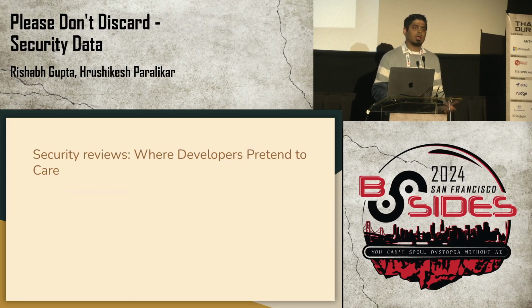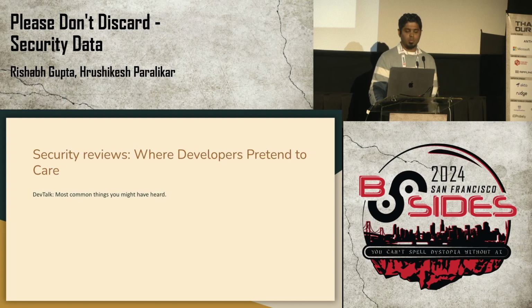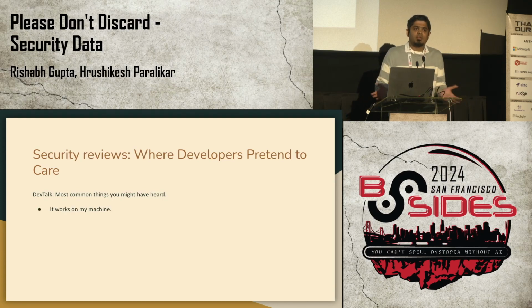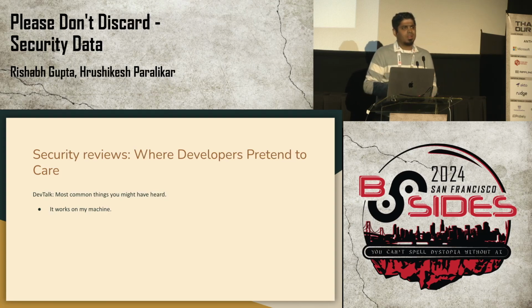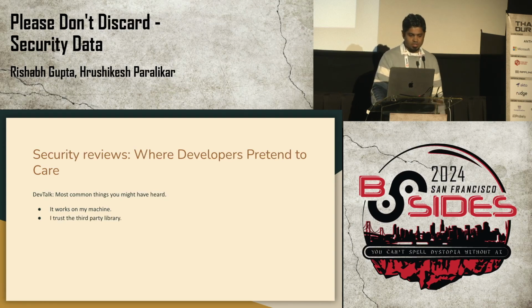So, coming back to the whole review process, I'm sure you might have heard some or all of these terms that developers say when you are interacting with them. So, it works on my machine. How is it going to be any different when it's in the production environment or any other environment? Do I really need to worry about it? Maybe I don't even surface this to the security engineers.